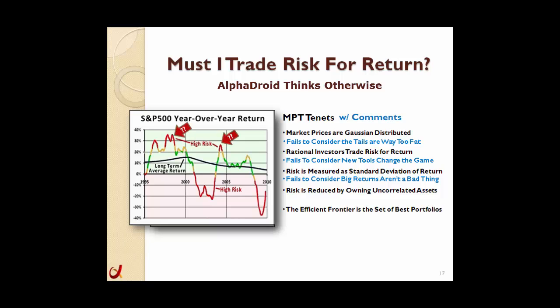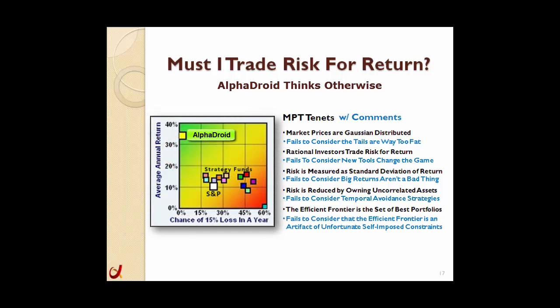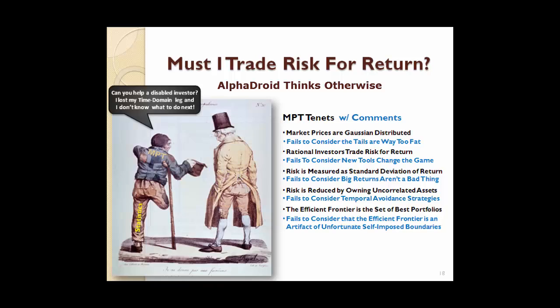That risk is measured as standard deviation of return fails to consider that big returns aren't a bad thing, and this misrepresents risk in the decision process. That risk is reduced by owning uncorrelated assets fails to consider temporal avoidance as a method of risk reduction. And that the efficient frontier is the set of best portfolios fails to consider that the efficient frontier might be an artifact of unfortunate, self-imposed constraints caused by discarding time domain trend information.